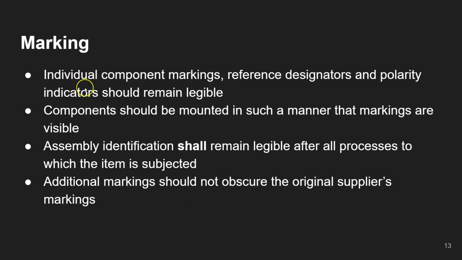So here we can go through these points. Individual component marking reference designator, so it's the same thing. Components should be mounted in such a manner that markings are visible. Assembly identification shall remain legible after all processes to which the item is subjected. Additional marking should not obscure the original supplier's marking. So all these points you have to keep in mind when putting the marking label.